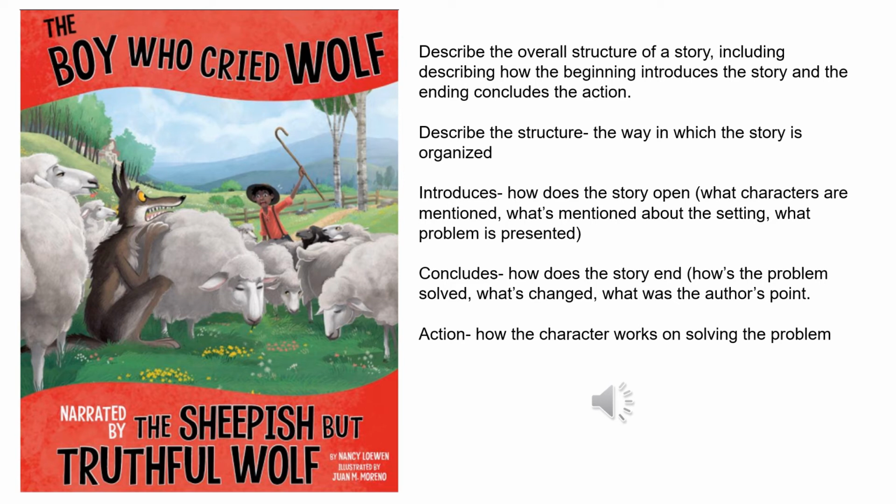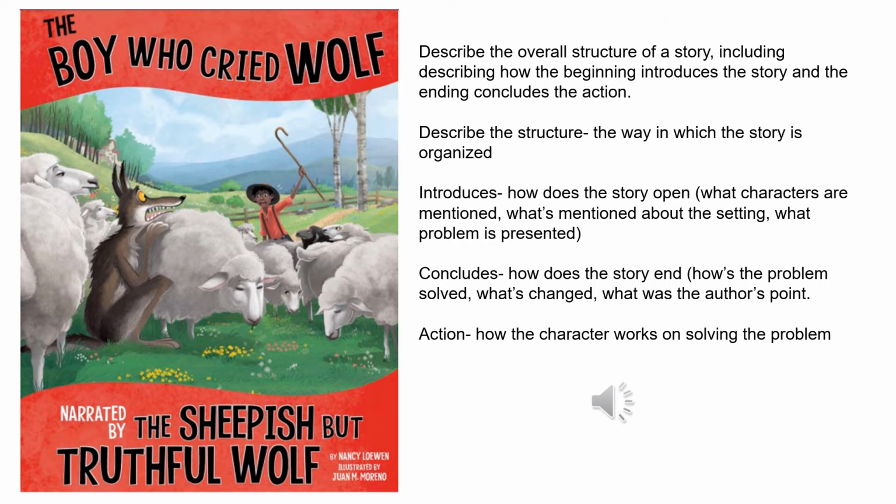Hi, second grade. We're getting ready to read The Boy Who Cried Wolf. This is the second version of the book, and it is narrated by the sheepish but truthful wolf. Narrated means that the wolf told the story. Our reading job today is to describe the overall structure of a story, including describing how the beginning introduces the story, and later in the week we're going to describe how the ending concludes the action.